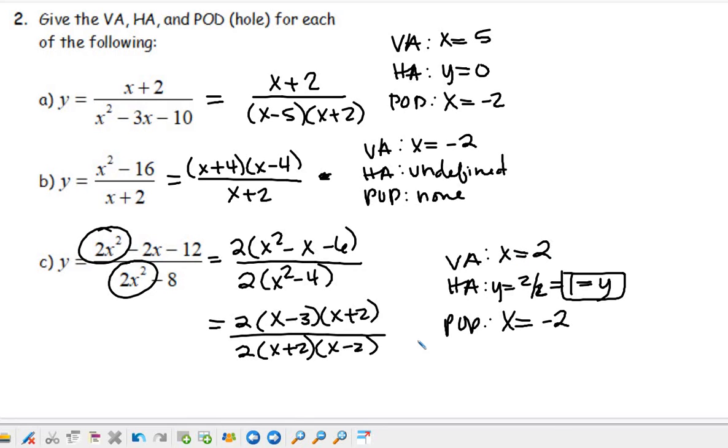And my vertical asymptote is the value of x that makes the denominator 0, which in this case would be a +2, because these go away as my POD and leaves me with x minus 2. It has nothing to do with this 2 out here. That is just a numerical factor. It has no value toward my vertical asymptote.